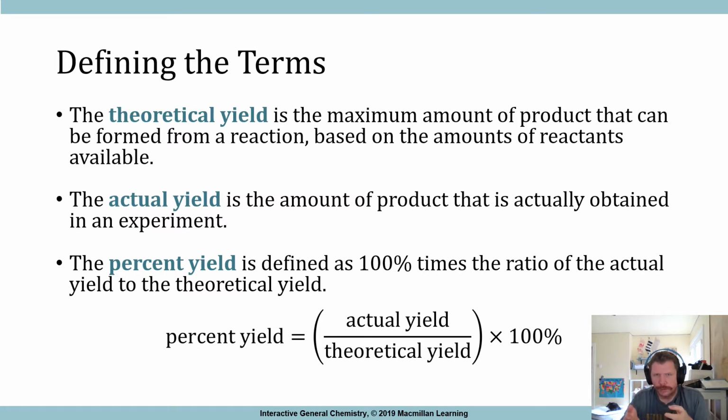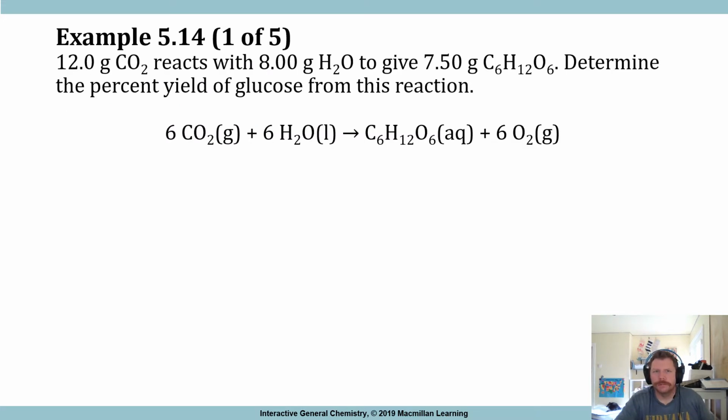The actual yield, in contrast, is what is actually obtained. So there's kind of a design and an expectation, but then you have to compare that to what you actually get. So the percent yield is defined as 100% times the ratio of the actual to the theoretical yield.